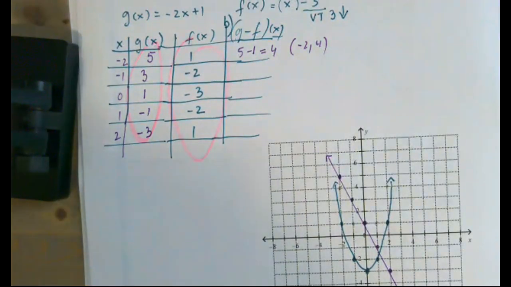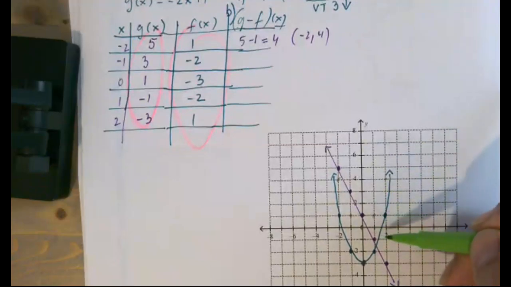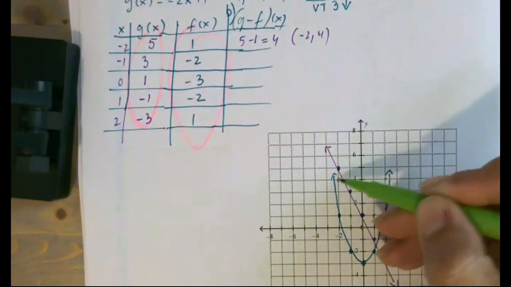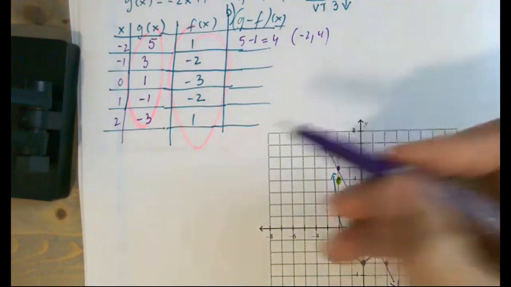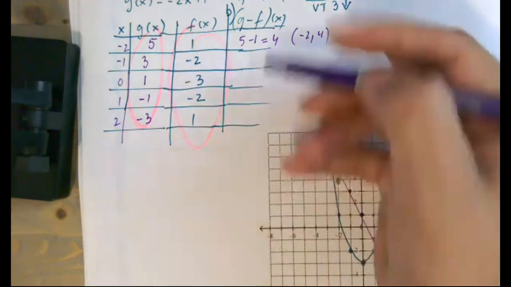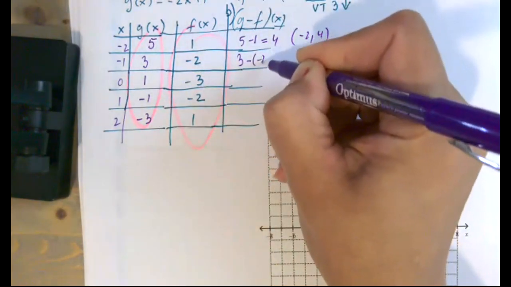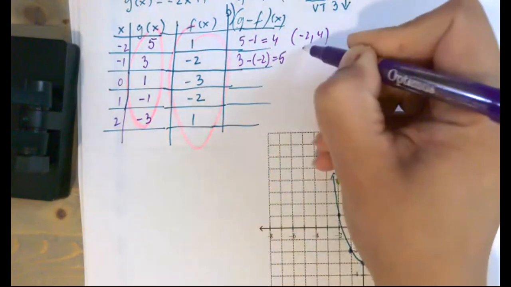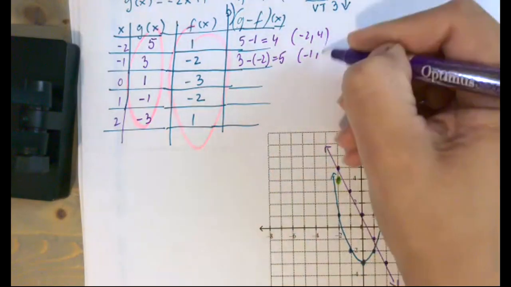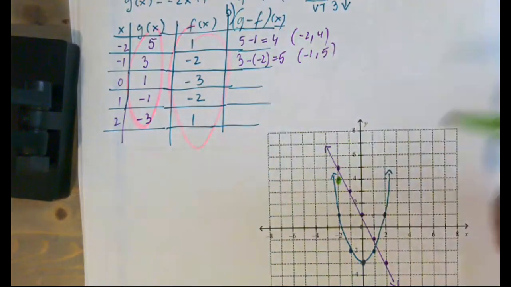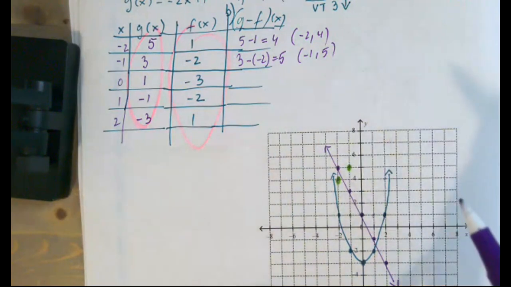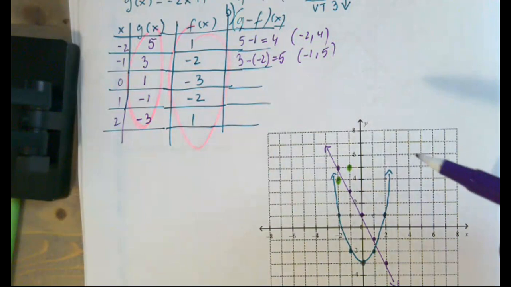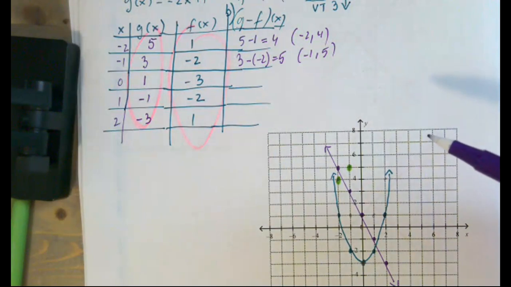See if I have a different color here for you guys that's visible. -2, 4. Yeah, it's pretty visible. And then 3 subtract -2. 3 minus -2 is 5. So -1, 5.